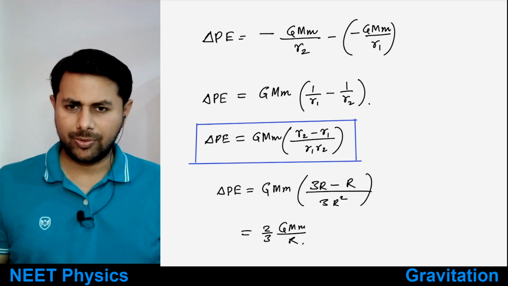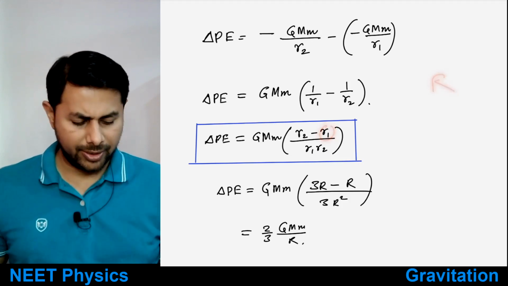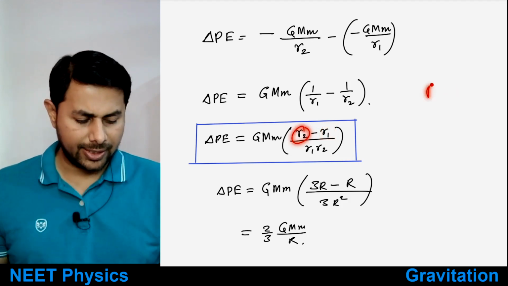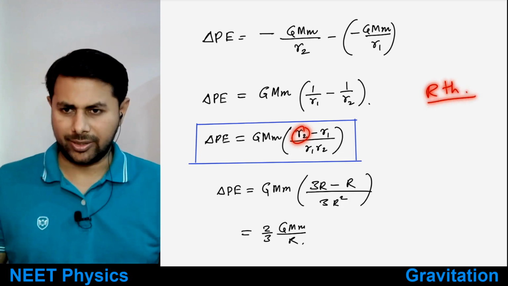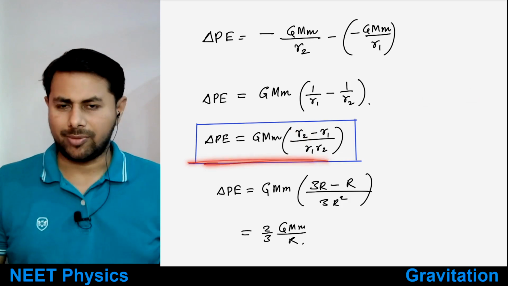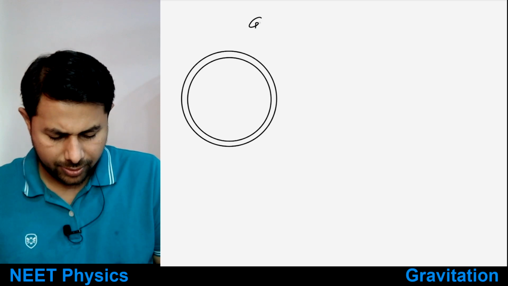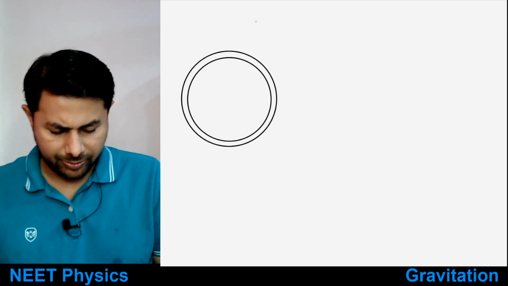Okay, so initial position or initial distance is R1, that is radius of earth. Final is R2, which is R plus H, whatever it is. Okay, all right, good. So we can make use of this formula, right? Let's see this topic, small topic. So there can be a direct question based upon this one.